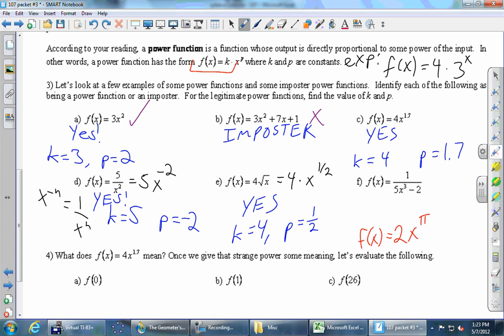Okay, the last one, 1 over 5x cubed minus 2, not a power function. Iris points out it's got subtraction. There's no room for subtraction in power functions. Okay, any questions on identifying power functions? Okay, so let's come down here to number 4.